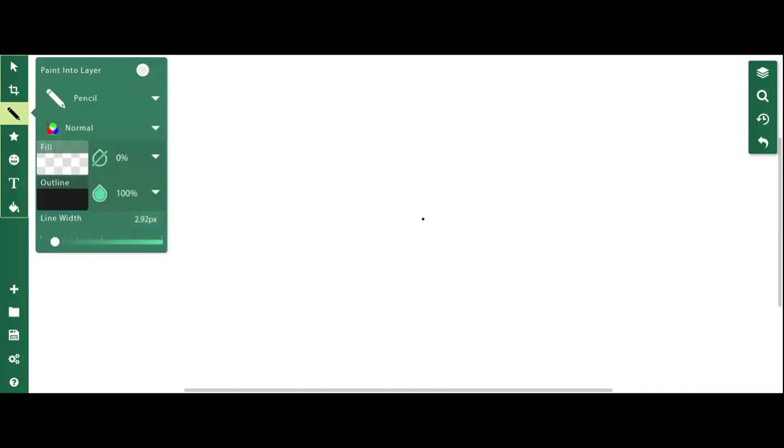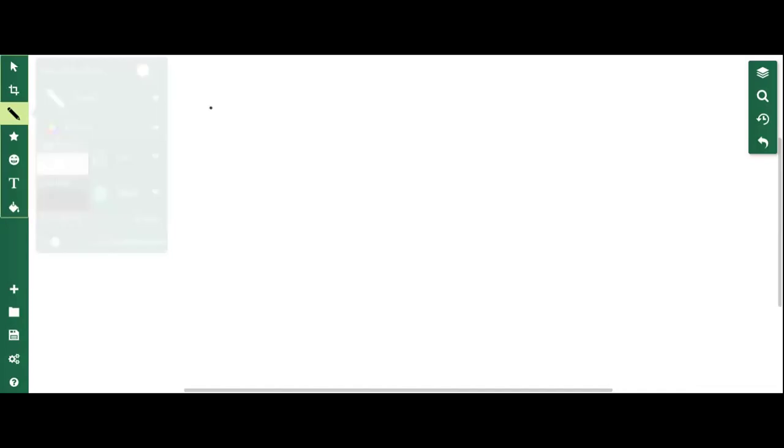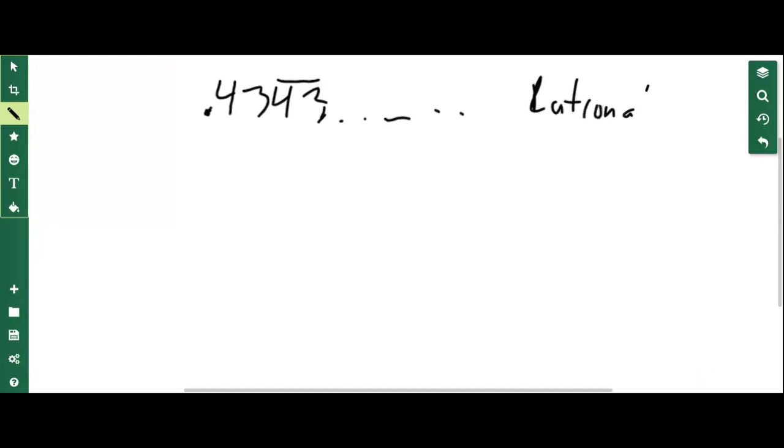So let's say we have a decimal which is 0.4343, and it keeps repeating. Although it will never stop, right? Since the pattern is 4343, it is still rational. Sorry, that R looks kind of messed up. Rational.